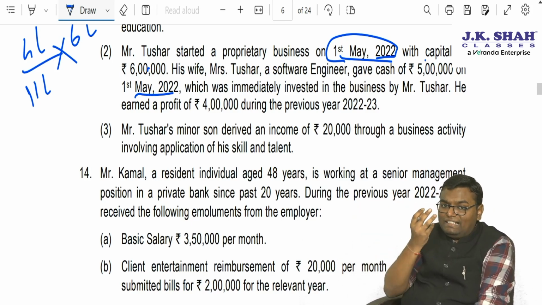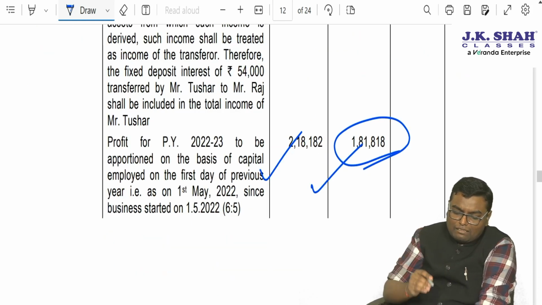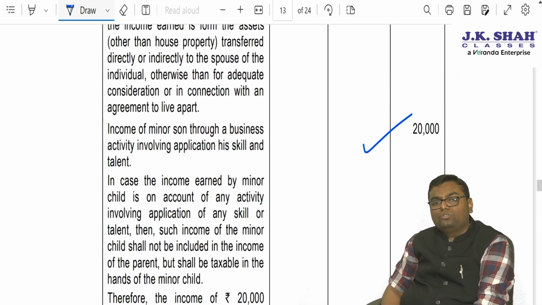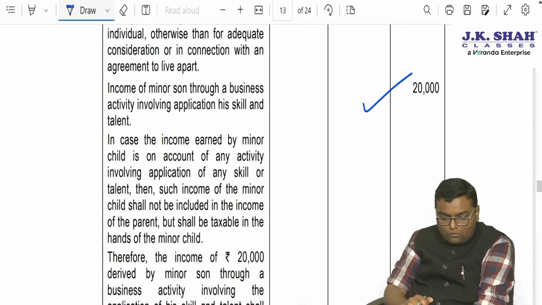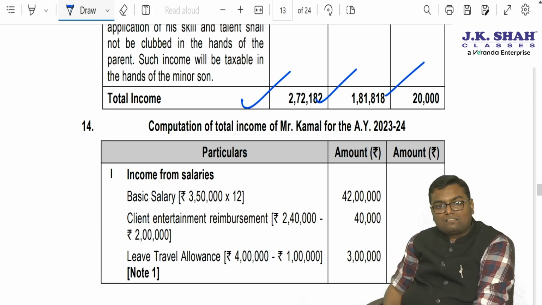Here, because of skill and talent, the minor has earned 20,000 rupees. So it will not be clubbed. It will be taxable to the minor only. And remember, the 1500 exemption is applicable only to parents. It is not applicable to the minor. So the full 20,000 will be taxable to the minor. And that is what the total income of all the 3 persons is.